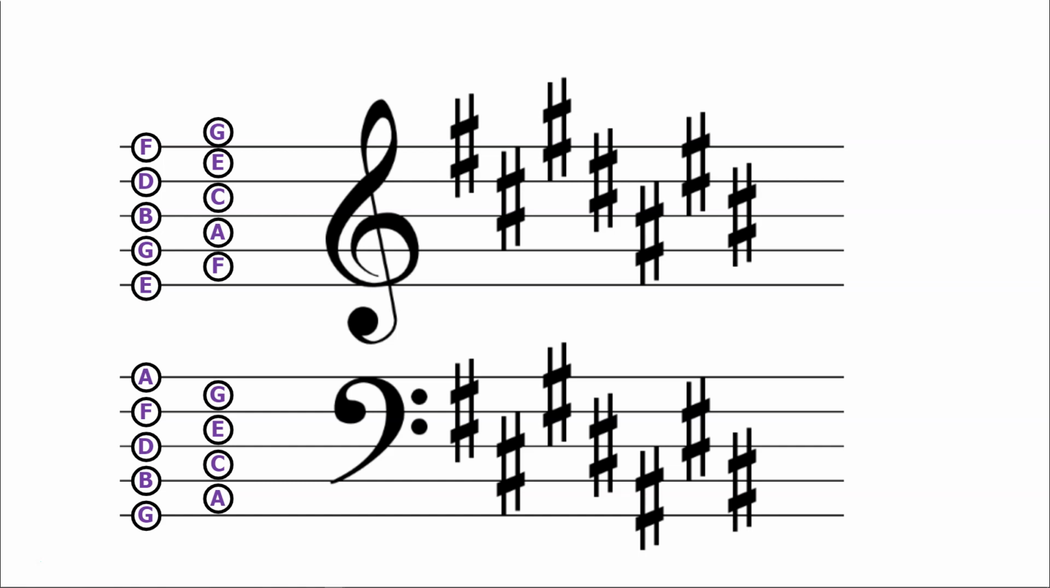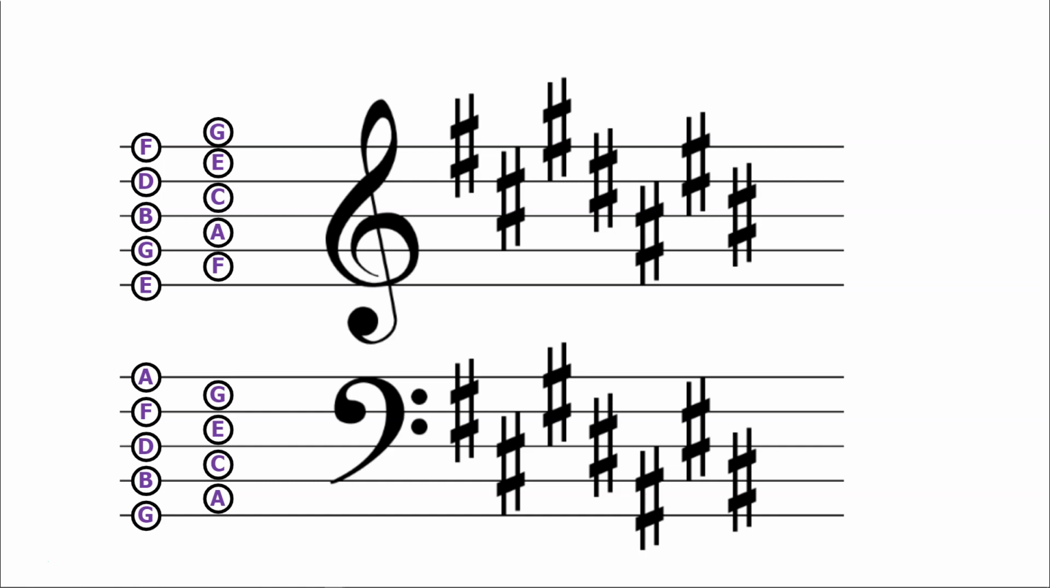Let's take a look at the key signature on the screen and get started with our first question. You can follow along using the treble clef staff or the bass clef staff, whichever is easier for you to learn with, since the process for naming a key signature is the same on any music clef.